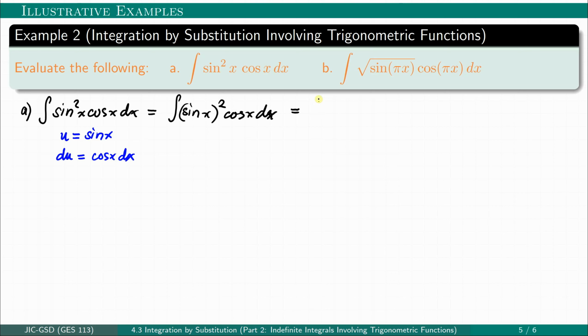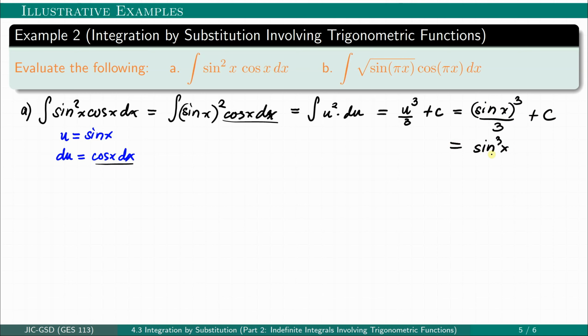So this will be equal to the integral where sine x is replaced by u, the power is 2, times cosine x dx, which is actually du. So we have now a very simple integral, which is an integral of the power function u squared. The power is 2, so integrating this will be u cubed over 3 plus c. After replacing the u, this will give us sine x raised to 3 over 3 plus c. Or we can rewrite this as sine cubed x over 3 plus c.